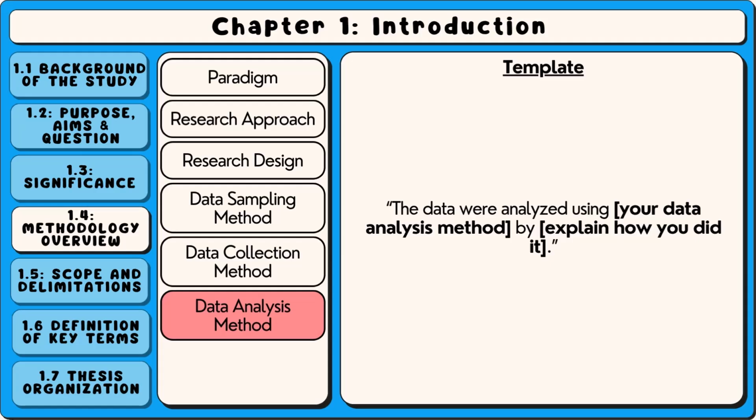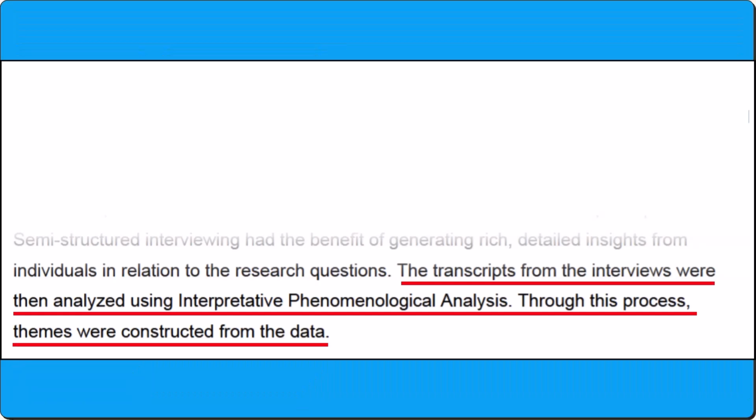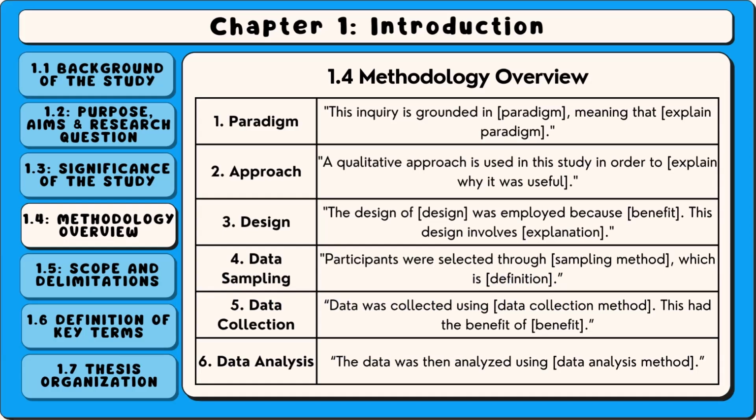The data were analyzed using your data analysis method, and then explain how you did it. So for example, our sample piece says the transcripts from the interviews were then analyzed using interpretative phenomenological analysis. Through this process, themes were constructed from the data. That's it for this section. To summarize, you want to orient the reader to your key methodological decisions, including the research paradigm, research approach, research design, data sampling method, data collection method, and data analysis method.